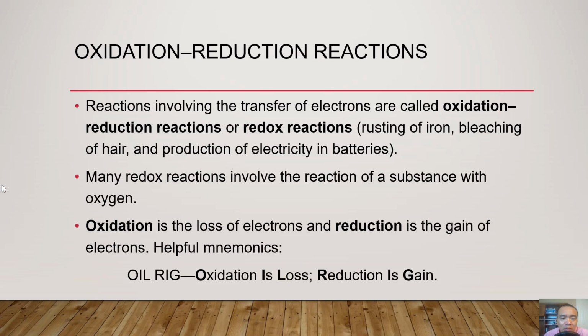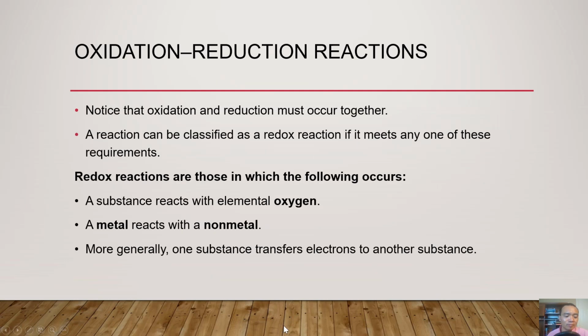Next, oxidation reduction reaction, or sometimes we simply call it redox reaction. Redox, red means reduction, ox means oxidation. Basically, in this type of reaction, we do see both reduction and oxidation. So what is oxidation? Oxidation is the loss of electrons. Reduction is the gain of electrons. Here's a mnemonic that will help you remember this: oil rig, oxidation is loss, reduction is gain of electrons. Please remember the oxidation and reduction should always happen at the same time, because if somebody loses electrons, it must be picked up by another reagent.